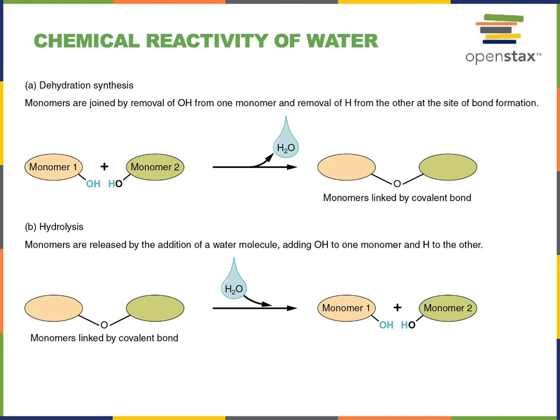The opposite of dehydration synthesis is known as hydrolysis. The ending of that word, lysis, refers to breaking apart, and the prefix hydro refers to water. In this chemical reaction, water is a reagent that participates in a chemical reaction to break apart monomers. If we have a dimer, as is illustrated in the bottom left, that dimer can be split apart, producing two monomers, and a molecule of water is consumed in that chemical reaction.